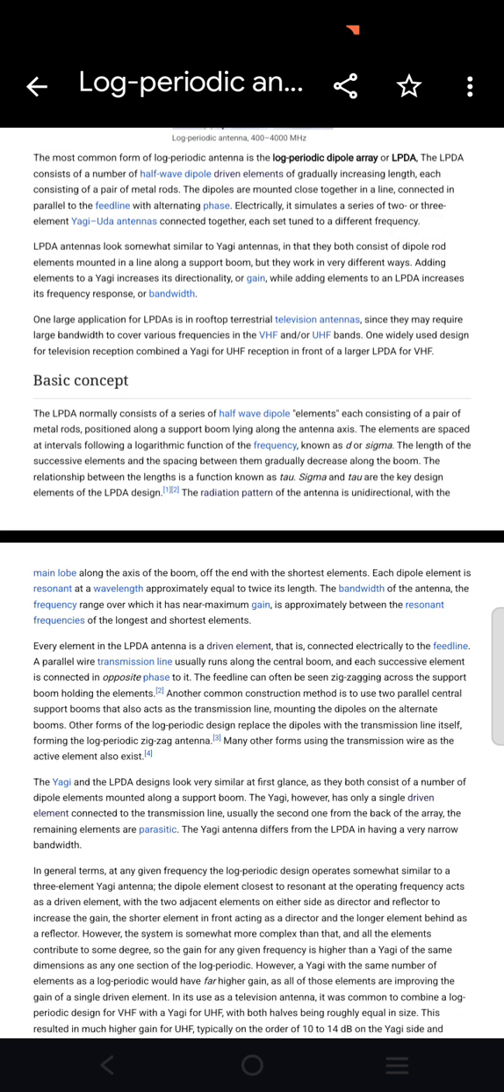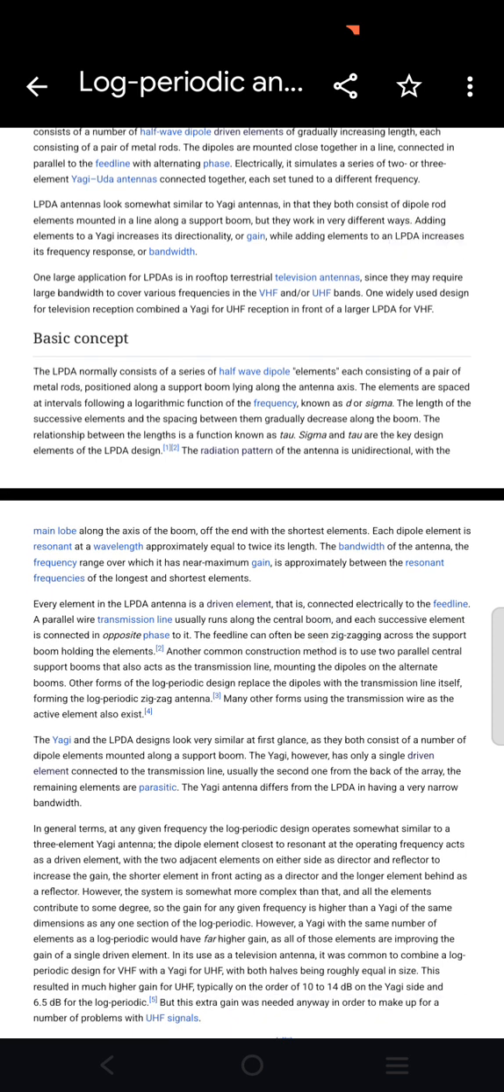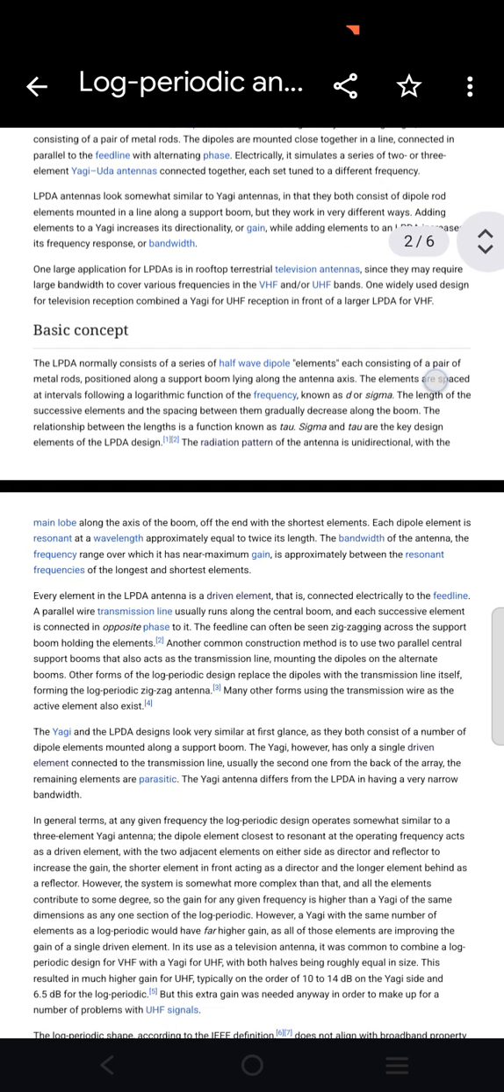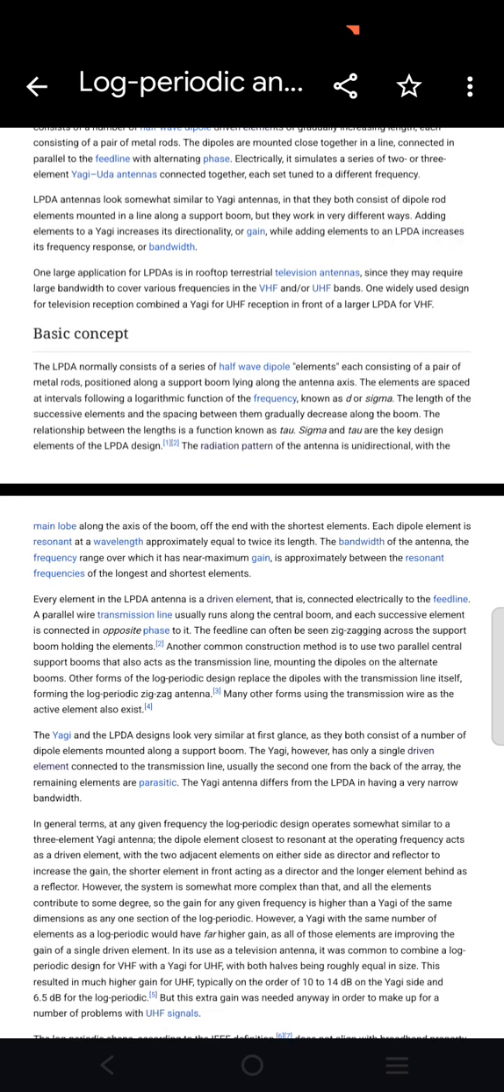One large application is in rooftop terrestrial television antennas, since they may require large bandwidth to cover various frequencies in the very high frequency band or upper high frequency band, and ultra high frequency bands. One widely used design for television reception combines a Yagi for ultra high frequency reception in front of a larger log periodic dipole antenna for very high frequency.